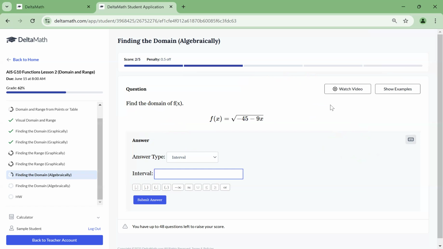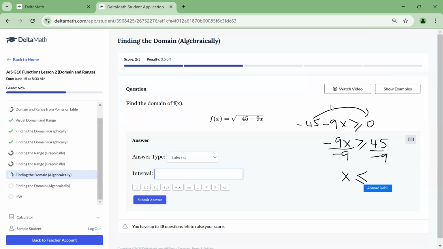So this is similar to the one we just solved. We have negative 45 minus 9x greater than or equal to 0. Take the 45 to the other side. You get negative 9x greater than or equal to positive 45. Divide by negative 9 on both sides. You get x less than or equal to negative 5.